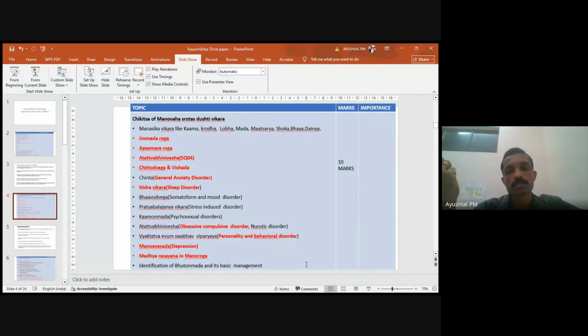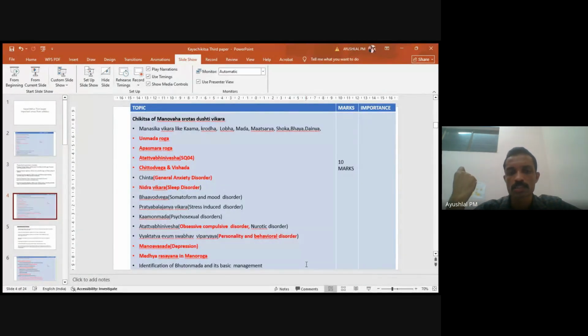Then Nidra Vikaras, sleep disorders, very important, can be asked for 5 marks. Other than that, the somatoform and mood disorders, Bhavodvega. You should remember all these terms, though they are difficult to remember. Stress-induced disorders, Pratyabalajanya Vikara. Sometimes these terms can be asked in questions. We don't know; this depends on those who frame the questions. If they follow the same words present in the syllabus, they may ask Pratyabalajanya Vikara. But it is not an important point.